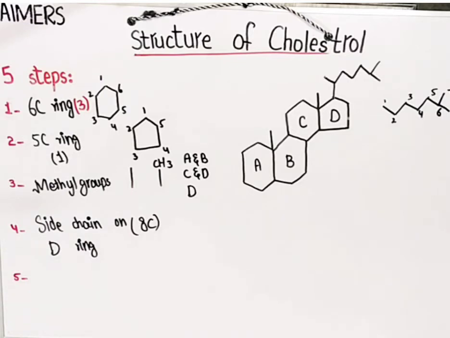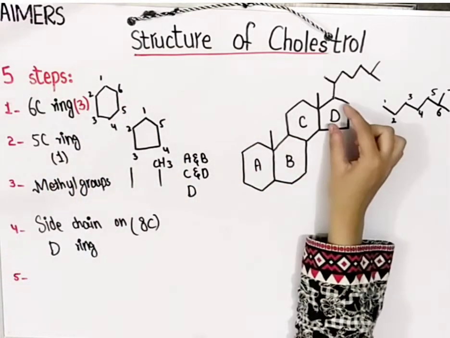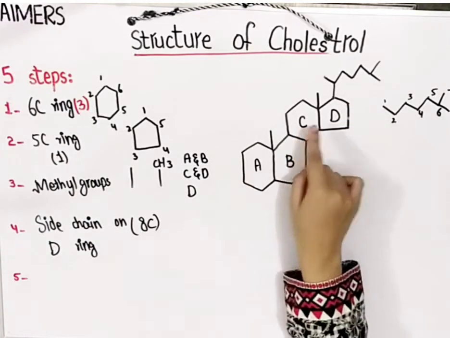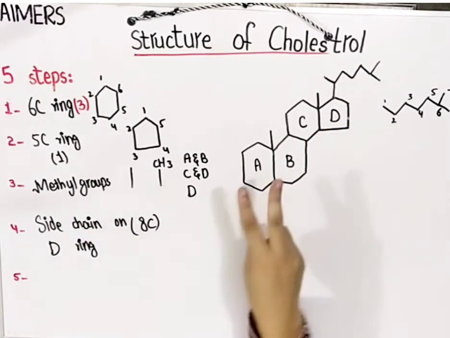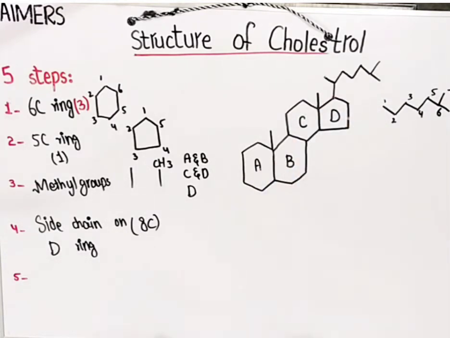Got it? So just revise the steps with me. First you have to make 3 6 carbon rings, then you have to make a 1 5 carbon ring, and name them as A, B, C and D. Now you have to add methyl groups between A and B, and then C and D, and on D. Then you have to add an 8 carbon side chain on ring number D.